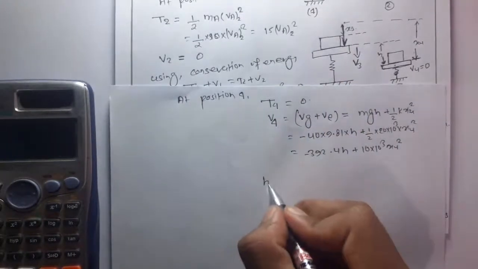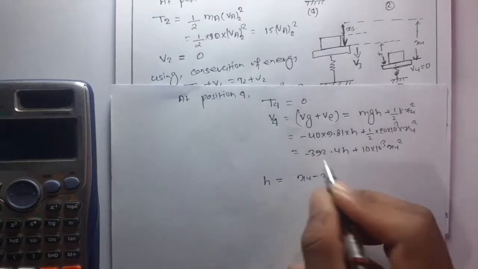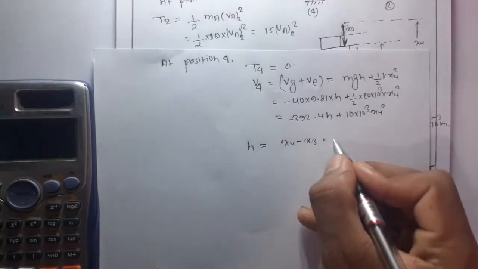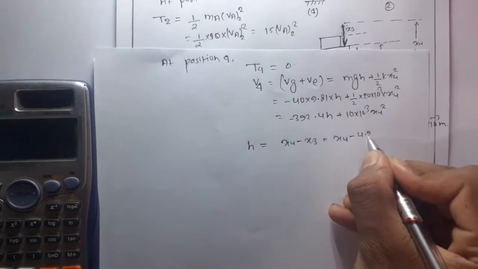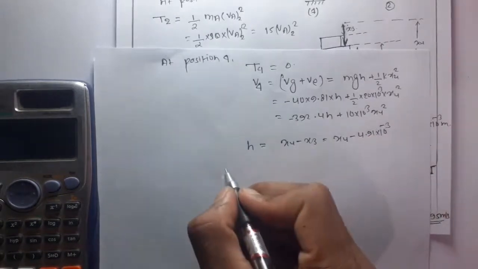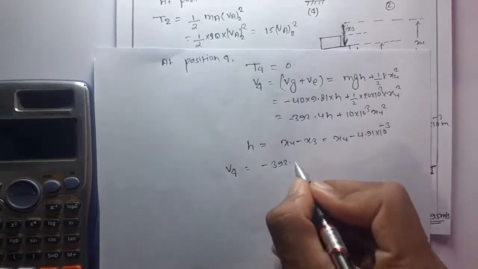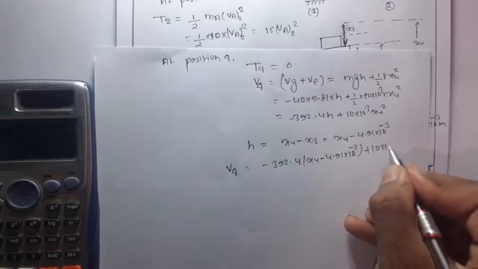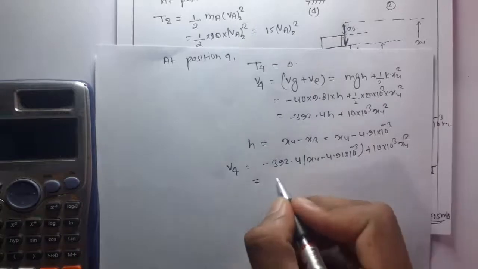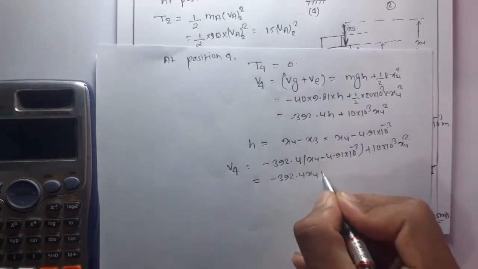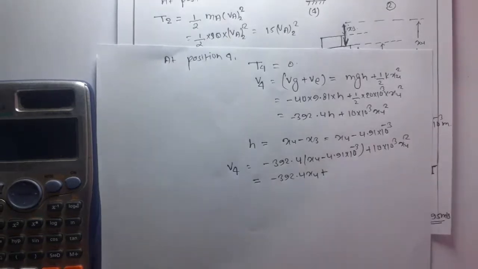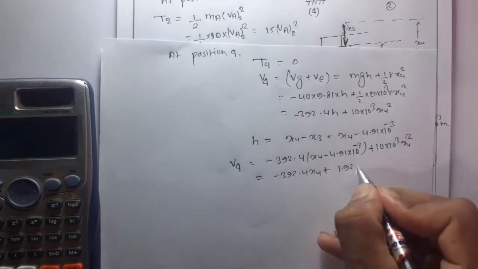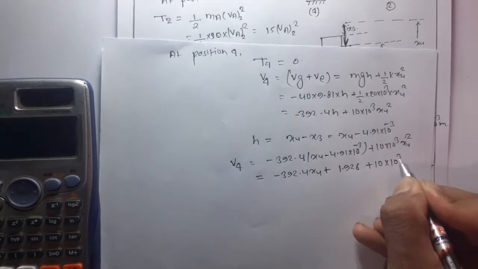Now from this figure, h is equal to x4 minus x3. This total is x4 and this is x3, so h is equal to x4 minus x3, and we know the value of x3, this is 4.91 into 10 to the power minus 3. So V4 is equal to minus 392.4 (x4 minus 4.91 into 10 to the power minus 3) plus 10 into 10 to the power 3 x4 square. So this is going to be minus 392.4 x4 plus 1.926 plus 10 into 10 to the power 3 x4 square.